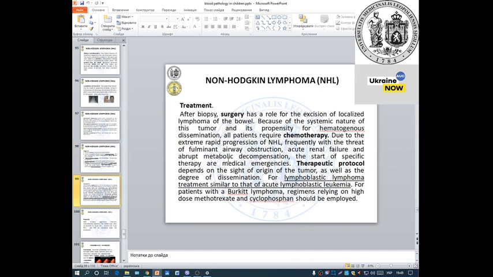Patients with non-Hodgkin lymphoma require programmed polychemotherapy due to the systemic nature of the disease. For lymphoblastic lymphoma, a treatment program similar to that of acute lymphoblastic leukemia is used. For patients with Burkitt lymphoma and anaplastic large cell lymphoma, regimens with high dose methotrexate and cyclophosphamide should be employed.